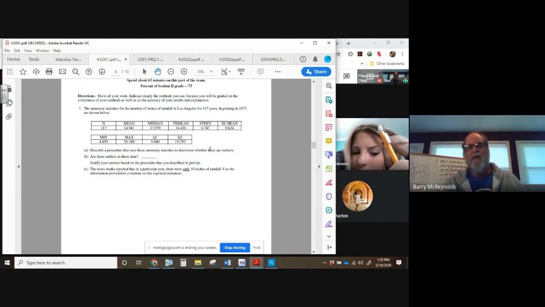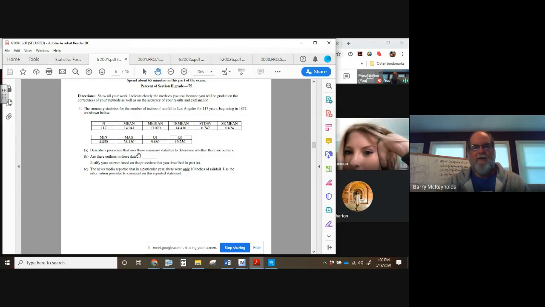Since you don't have the entire data list, you can't say this particular point is an outlier, but you can determine whether outliers exist in this set of data or not.